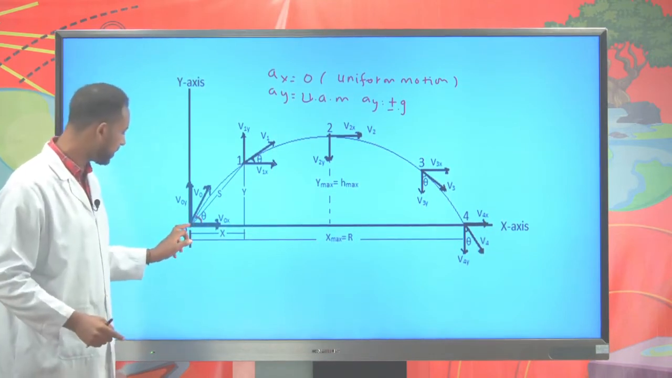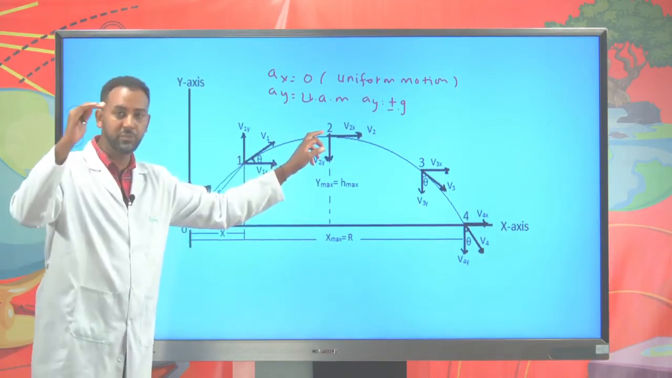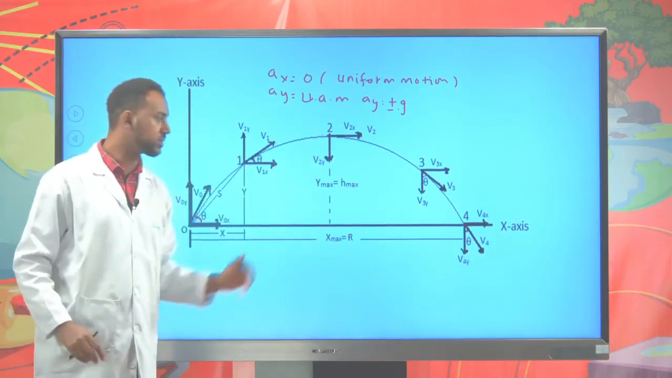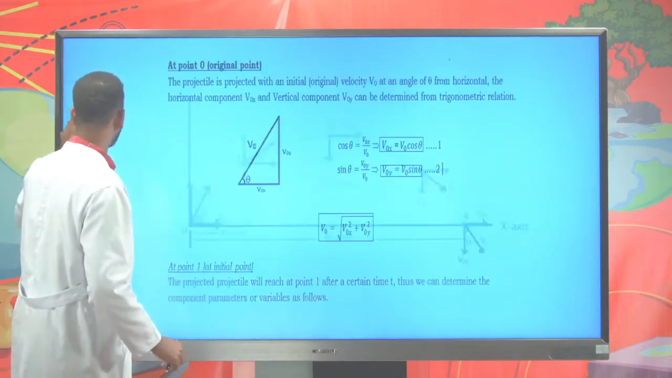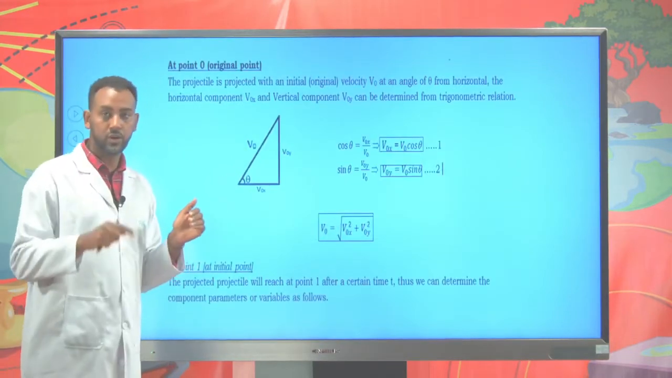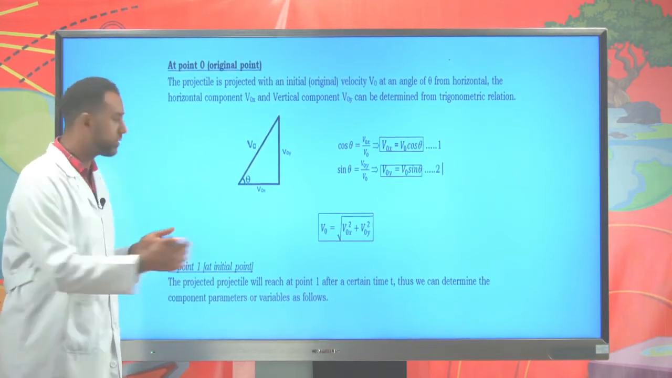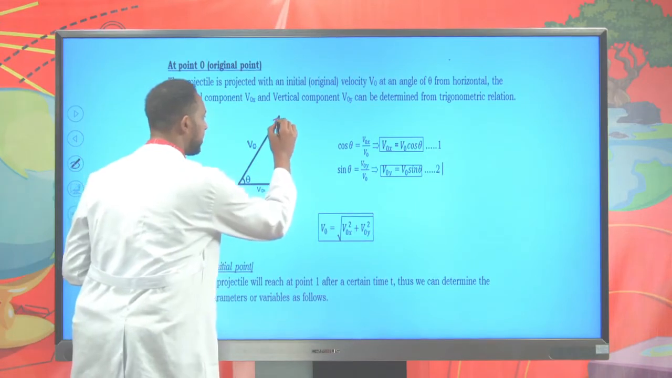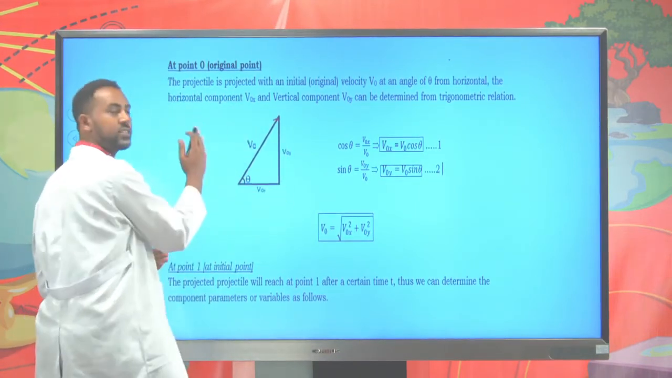Let's start with the initial point here, at some point here, at the maximum height here, and finally, let's try to see at point 4. So when we are trying to see at point O, or at the original point, there is an initial velocity v0. The object is launched with an initial v0. And this v0 has horizontal and vertical components.